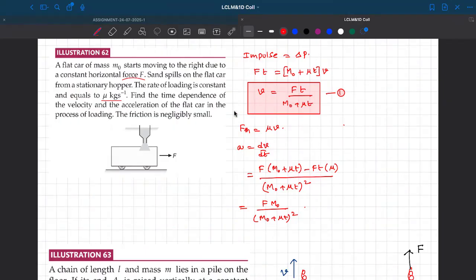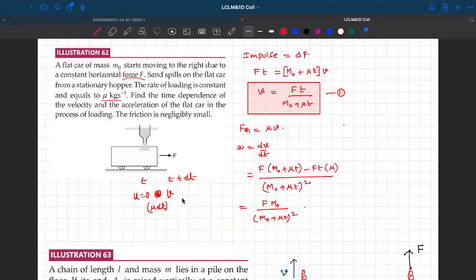What we should always remember is to see what is happening here. Some element is falling like this. This element is falling. Its initial velocity is 0. At some time t plus dt, its velocity is going to be v, the velocity of the container. So what is the mass of this element? Mu dt.